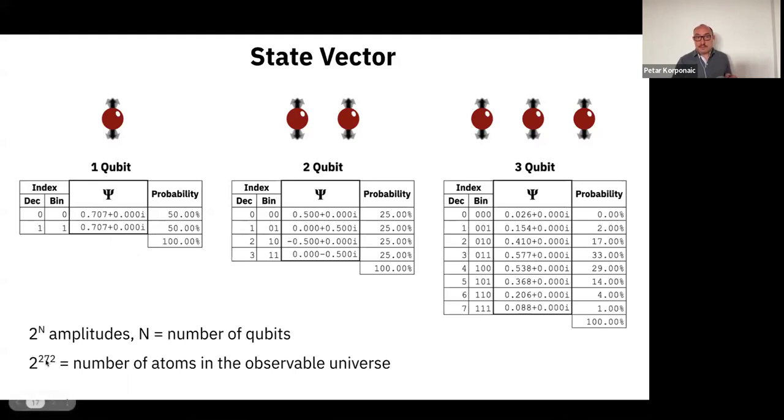And 2^272 is approximately the number of atoms in the observable universe. So the state of a 272-qubit quantum computer could be described with a giant vector, which has as many elements as the number of atoms in the observable universe, which is of course something that we cannot store in any computer. But you need to understand that the state of a quantum computer is very, very large. It's a giant state.